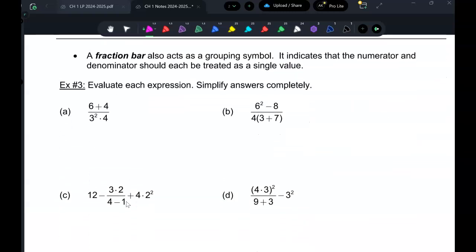Okay. Now, sometimes we have a fraction bar. Fraction bar is also considered a grouping symbol. So it means we're going to take care of the numerator, we're going to take care of the denominator, and then we're going to simplify it, right? Okay, so let's take care of what's in the numerator. 6 plus 4 is 10.